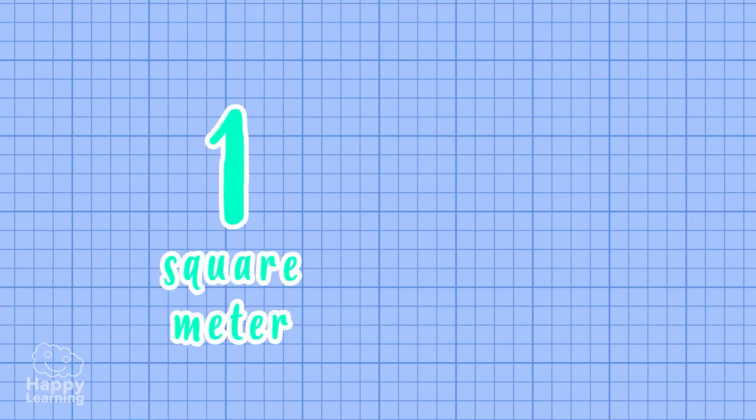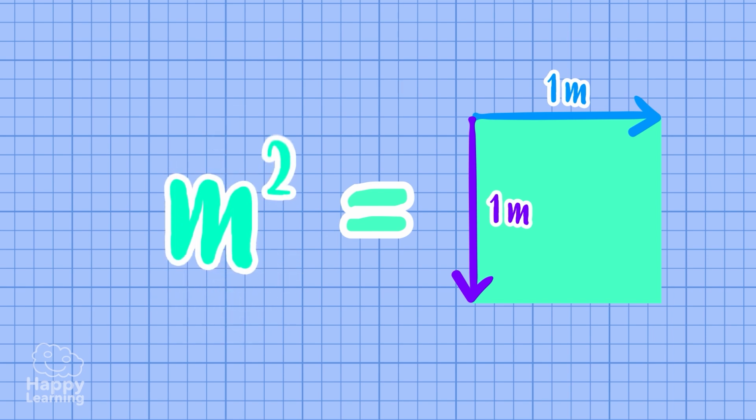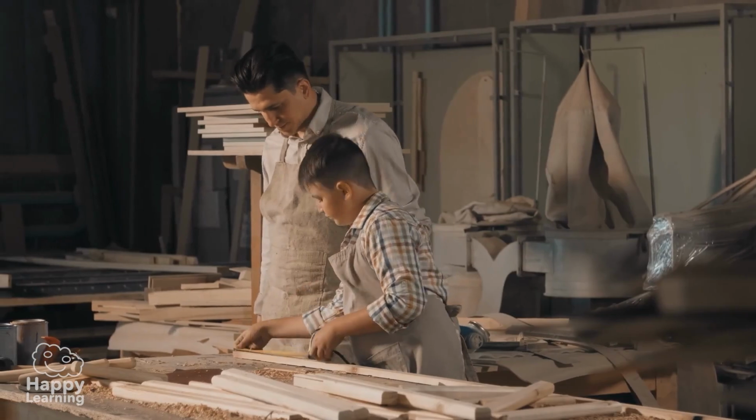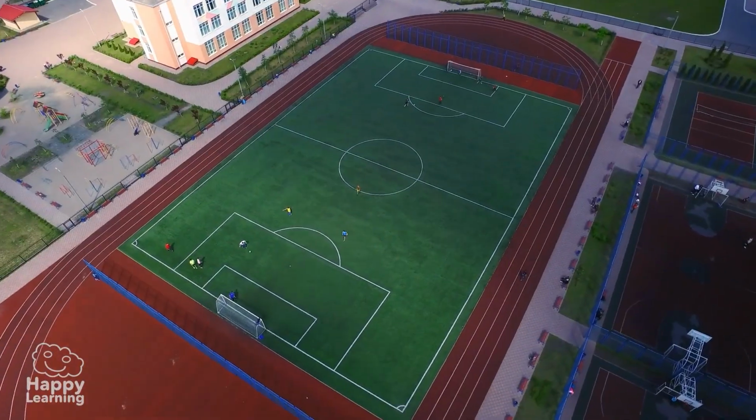A meter square is a square that measures 1 meter wide by 1 meter long. Easy, right? It's written like this, an M and a small 2 at the top, and it's used to measure flat surfaces such as gardens, football pitches, or cinema screens.